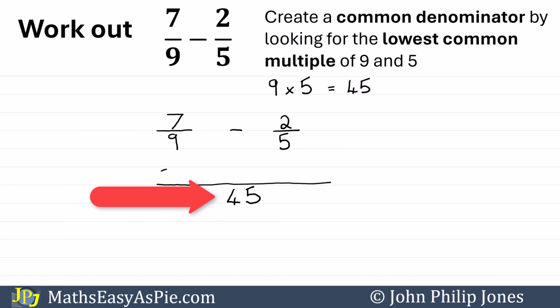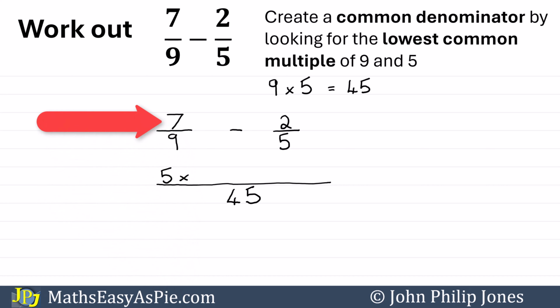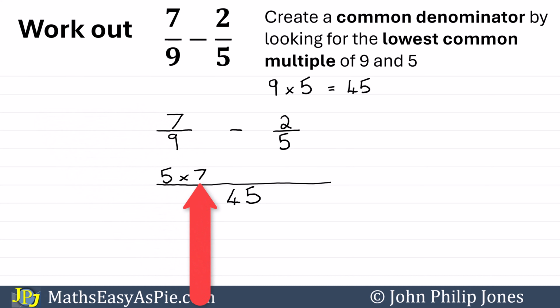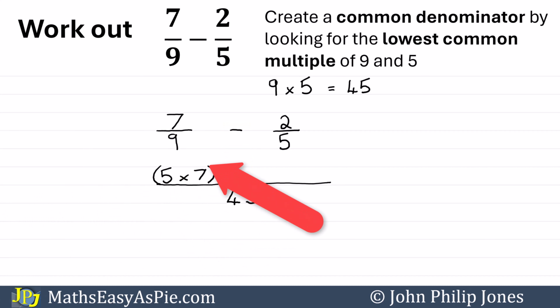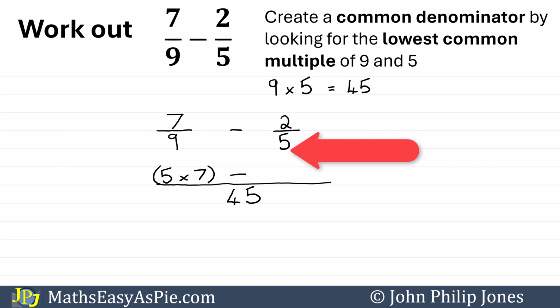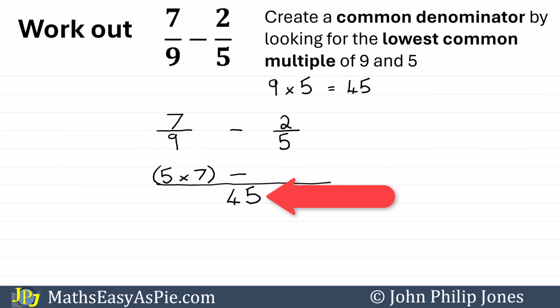So you write 5 here, and then you multiply it by the numerator, which is 7. So you put 7 here, and then you put this in brackets to make it clear that the multiplication is to take place. The subtraction symbol is brought down to here. How many times does 5 go into 45? The answer is 9 times.